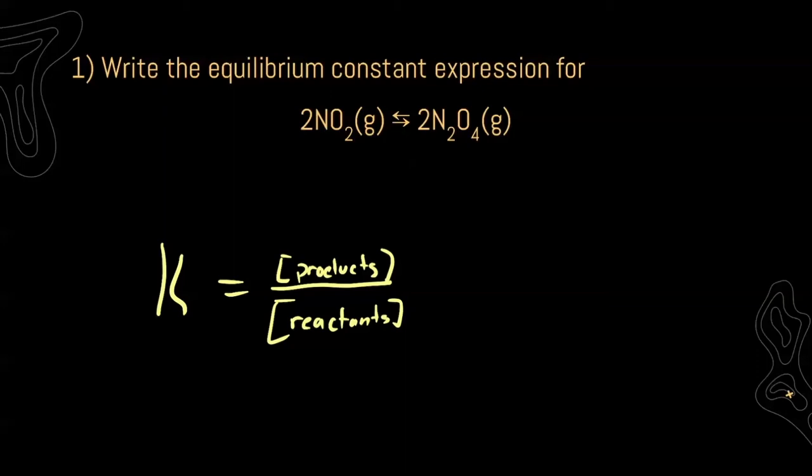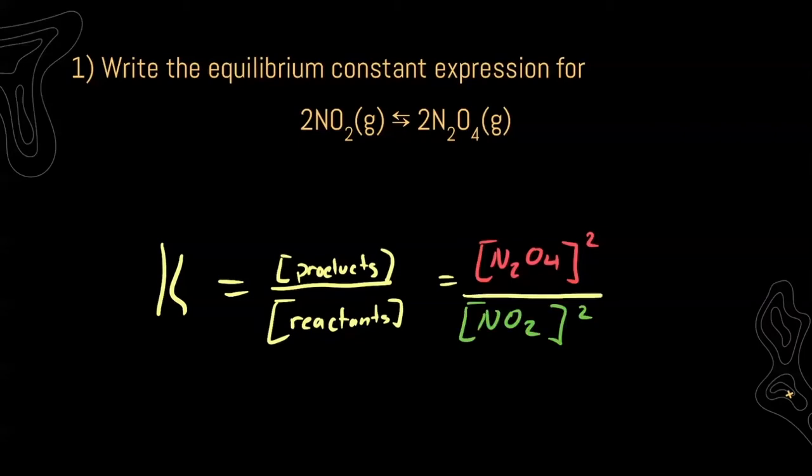is. Creating our ratio between our products and our reactants, we can say that our equilibrium constant is going to be our concentration of dinitrogen tetroxide to the second power. This power comes from our coefficient in our balanced chemical reaction for our dinitrogen tetroxide. Now that we have our products, we need to create our ratio with our reactants, which will be the concentration of nitrogen dioxide, again, to the second power, as it has a coefficient of 2 in our balanced chemical equation. And this is our equilibrium constant expression.